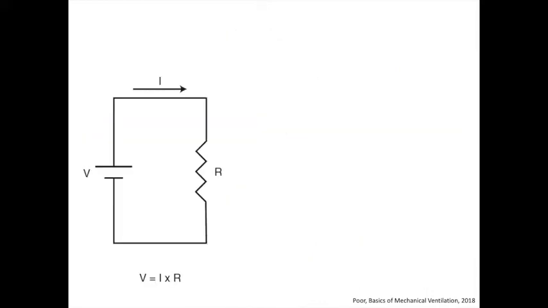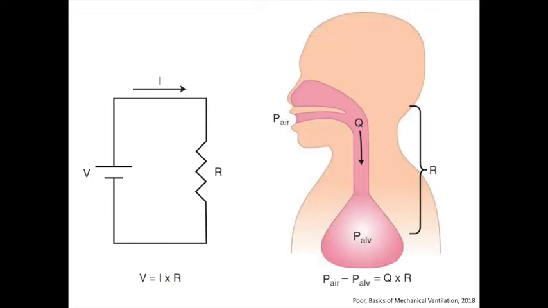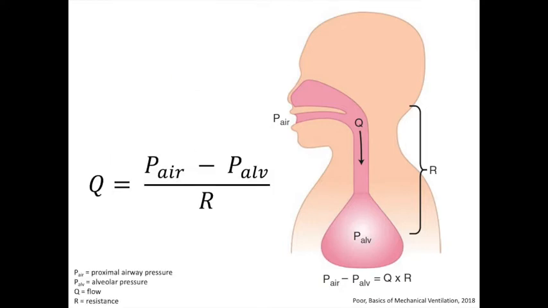To understand breathing, it can be helpful to compare it to an electric circuit, where a voltage difference is equal to the current of electrons times the resistance. Except instead of a voltage difference, we have a pressure difference, and that pressure difference is between the airway pressure at the mouth and the alveolar pressure in the lungs. That difference is equal to the flow of air, Q, times the resistance of the system, R. When we rearrange the equation, we have an equation for the flow in and out of the patient, Q.